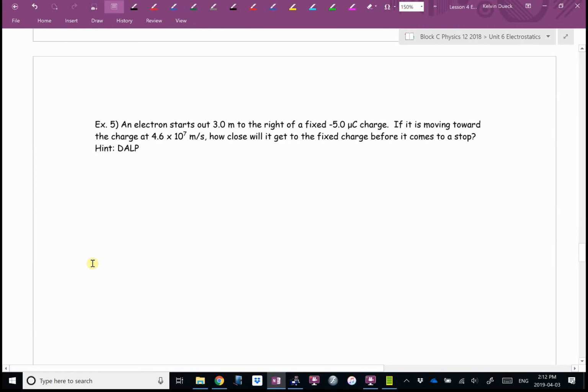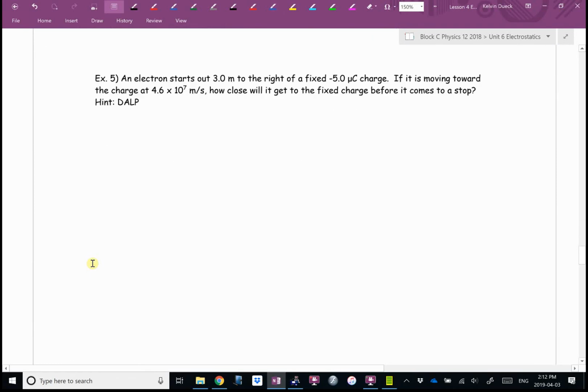I like example 5. Example 5 is a nice question. An electron starts out 3 meters to the right of a fixed charge. If it's moving towards the charge at 4.6 times 10 to the 7th meters per second, how close will it get before it comes to a stop? Hint, DULP. Matthias, you probably haven't seen this. Everybody else, what does DULP stand for? Draw a little picture. It's an acronym.